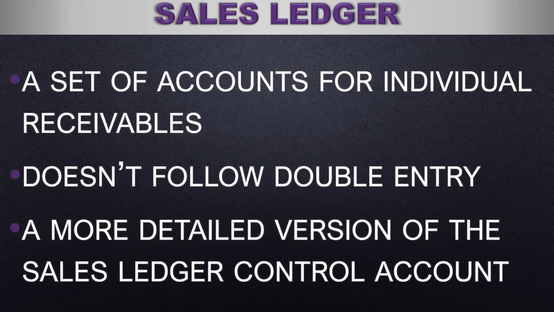Now let's discuss the sales ledger, also known as the subsidiary sales ledger. It is a set of accounts for individual receivables. Again, it doesn't follow the double entry system. It is a more detailed version of the sales ledger control account where it's been split for each individual receivable.